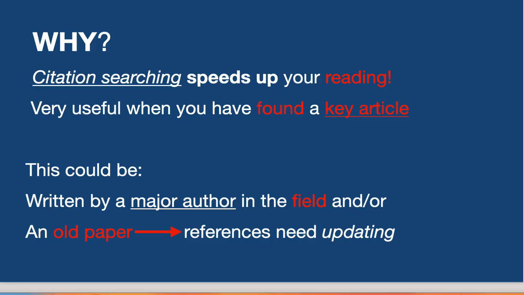Why use citation searching? Well, it speeds up your reading because it's very useful when you have found a key article. Now, you can use a key article to search for other articles either forward in time or backward in time. And this is really useful when you identify a key author or a key piece of work in your field. And particularly if it's an older paper, and this is the example I'm going to use in this presentation, is finding an older paper that's really on the subject that you want to write about.